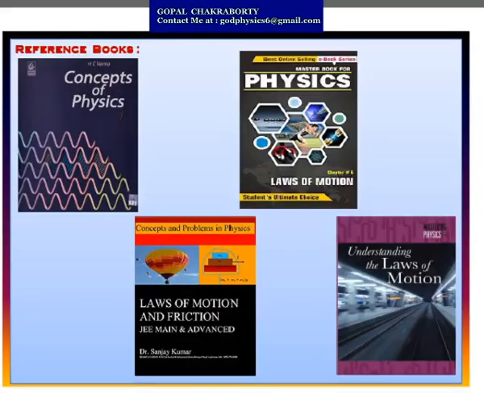These are the reference books that you can refer to: Concept of Physics by H.C. Verma, Laws of Motion and Friction by Dr. Sanjay Kumar, Understanding Physics: Laws of Motion, and Master Books for Physics on Laws of Motion. These are the important books that you may refer to.